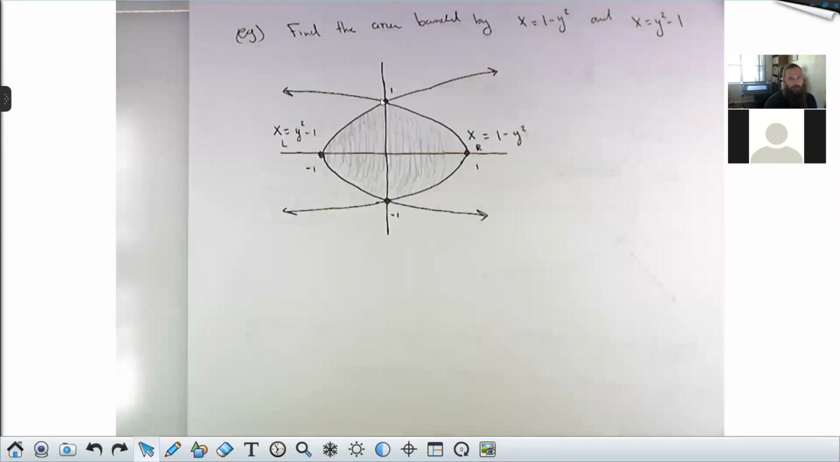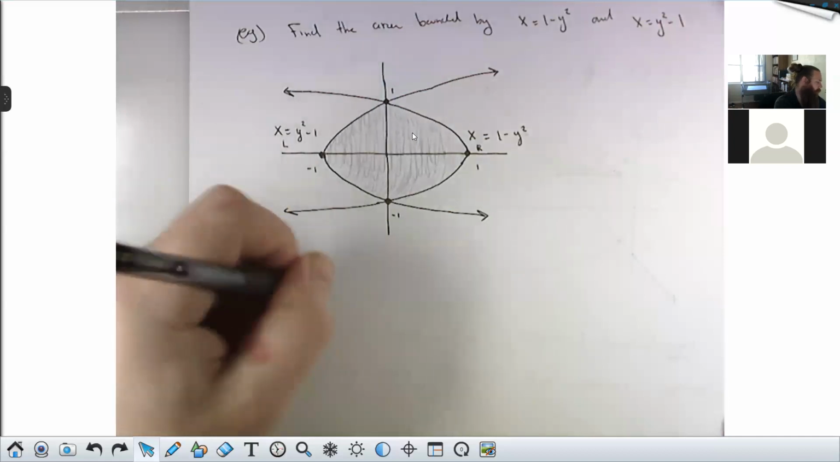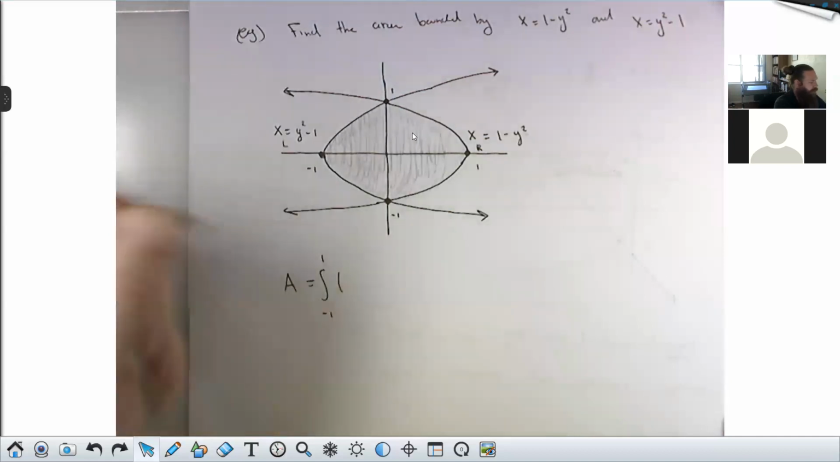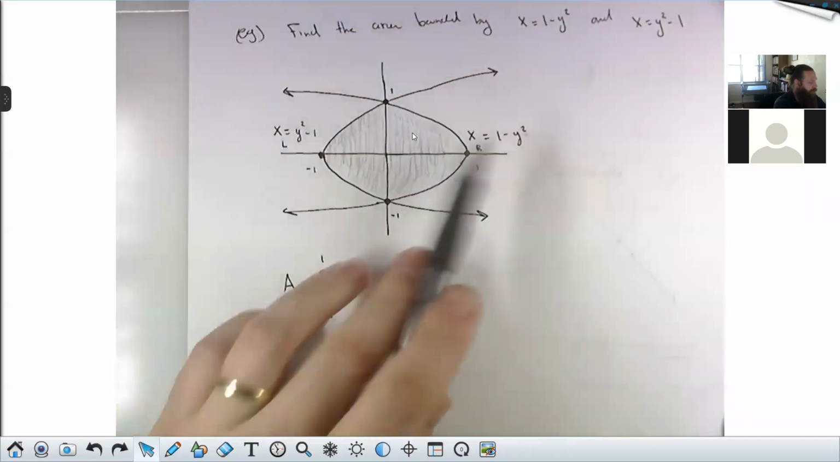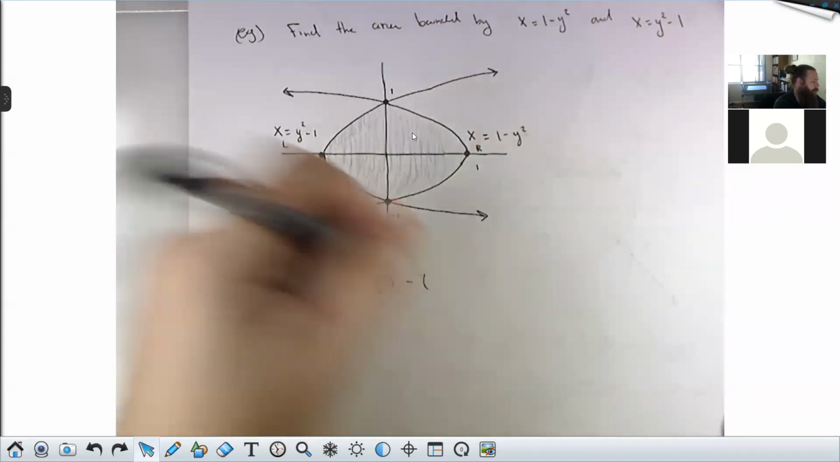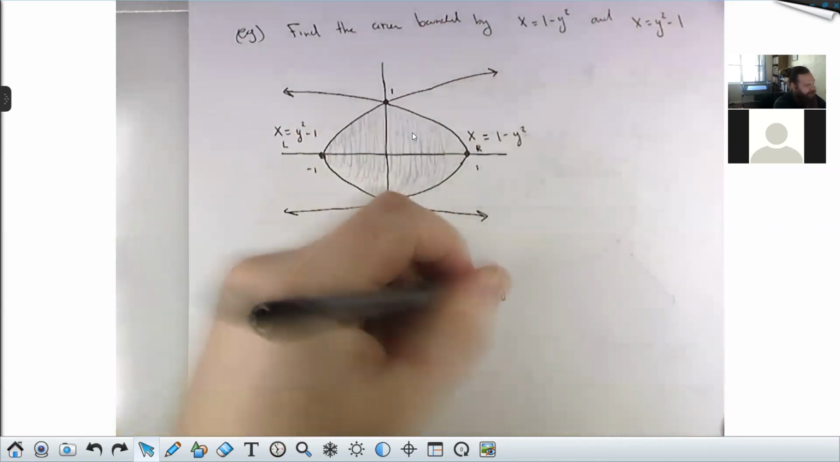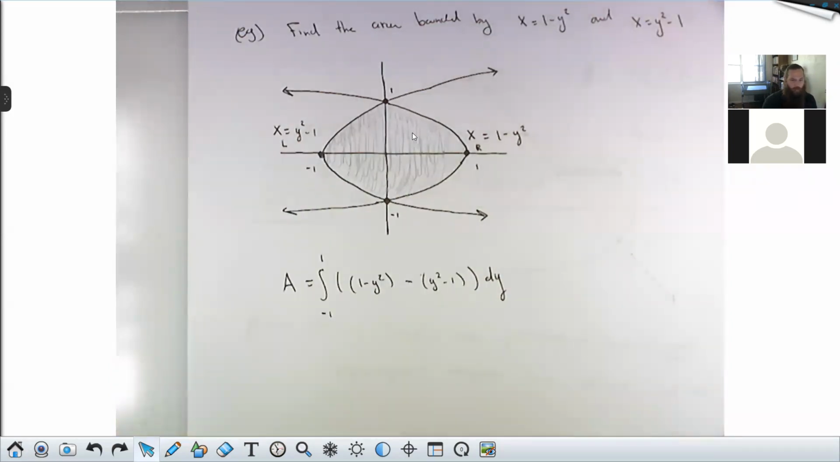And this time my intersection points, the y values that start and stop my region, are easy to see. I think of my little Riemann rectangles as being like this. The y value at the bottom here is -1. The y value at the top here is +1. So the area in this case is the integral from -1 to 1 of my right function minus my left function. My right function is 1 minus y squared, minus my left function, y squared minus 1. And again, these integrals are done dy. The variable is y.